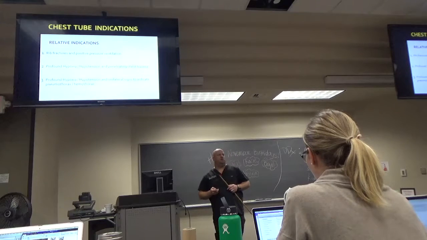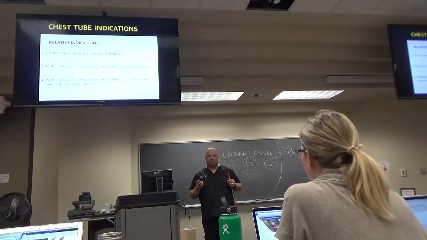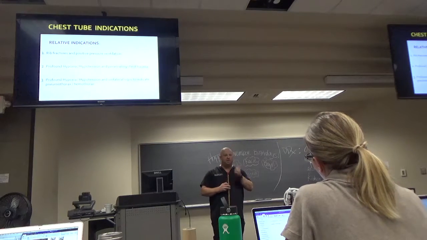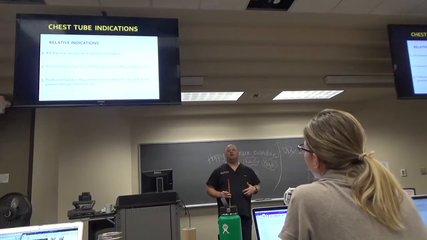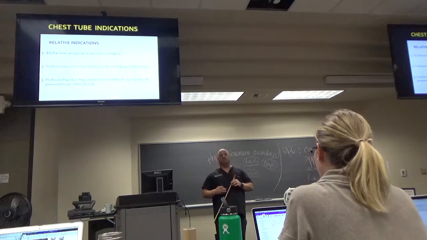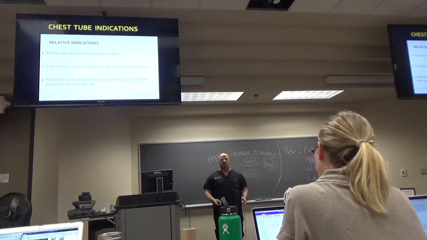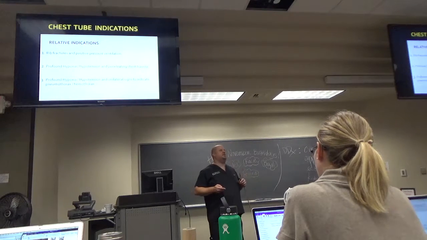Okay? Y'all know what the signs and symptoms of a tension pneumothorax are? Hypotension, okay? Air hunger, okay? Hypotension, hypoxia, tracheal deviation. So obviously somebody has a gunshot wound to the chest, they have penetrating trauma, and they're air hungry, tension pneumothorax. Are you waiting for a chest x-ray? No.